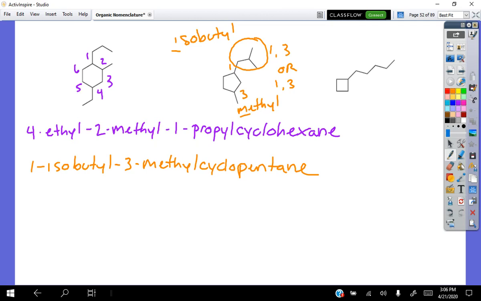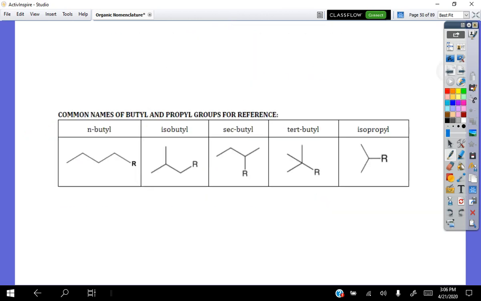Again, getting used to identifying those prefixes is really, really important, especially with the butyl groups. I guess I should go back and remind you that iso counts for alphabetization. So isopropyl and isobutyl, we would use the I for alphabetization. But for sec and tertiary butyl, we have to use the B. So you go with the B for alphabetization. Just keep that in mind.